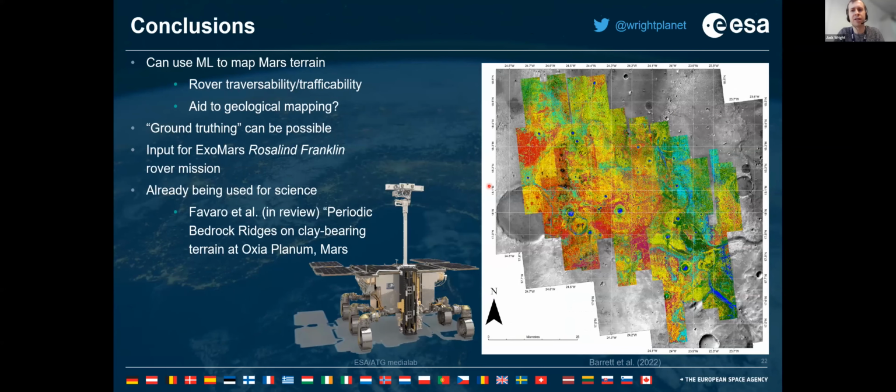So I'm coming to the end of my talk. I just wanted to show again, we successfully made a machine learning terrain classification of Oxia Planum, and we tested it by looking at Jezero Crater on Mars. So we can say with confidence that this is going to be a useful product for planning rover traverses when Rosalind Franklin arrives on Mars. In the meantime, it might actually be a useful product to aid geological mapping of the landing site and get it started.